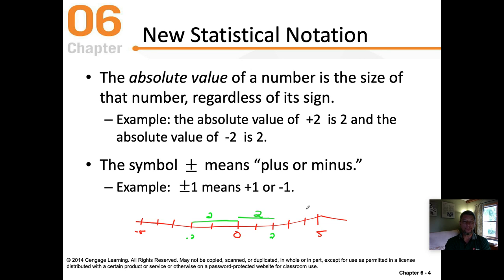Now, we use the symbol plus or minus to represent the distance from 0. So for example, plus or minus 1 means either positive 1 or negative 1. This would be minus 1. This would be plus 1. But they are both the same distance from 0. So plus or minus simply means the distance from 0, regardless of which direction you're going, left on the number line or right on the number line.